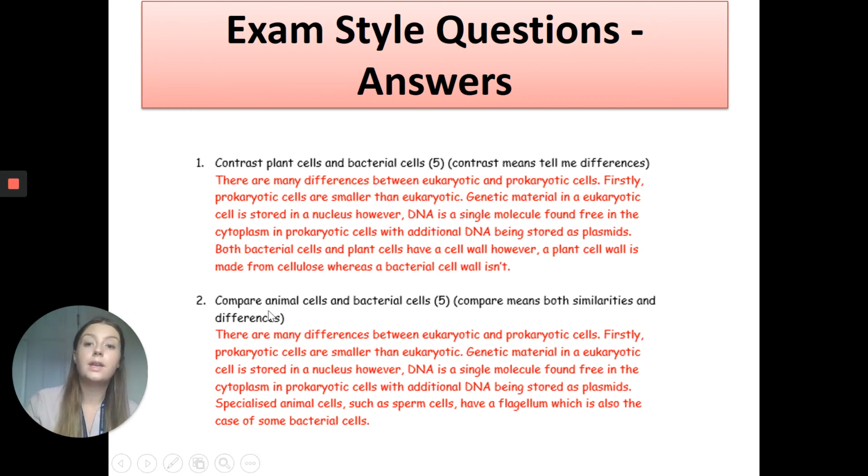Okay, so looking at animal cells and bacterial cells, the first part is relevant to both because we're talking about eukaryotic cells. And then we've said at the end that one of the similarities may be that specialised cells, such as sperm cells, have a flagellum, which is also the case in some bacterial cells.